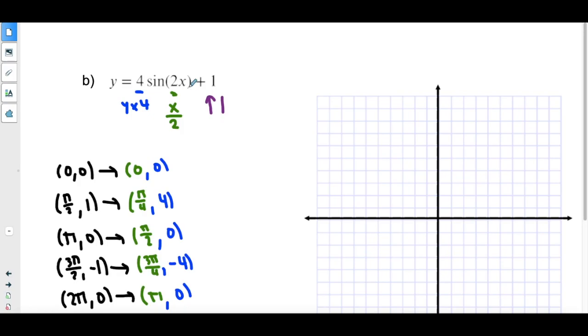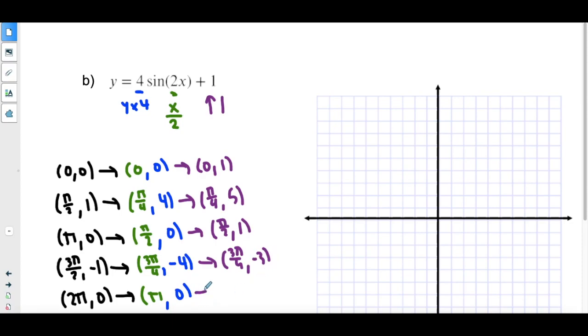And finally, I need to shift my y values up 1, or in other words, I need to add 1 to my y values. So, I'm going to take my y values here and add 1 to them. Okay, 4 plus 1 gives you 5. 0 plus 1 is going to give you 1. And we're going to keep going. And there you go.